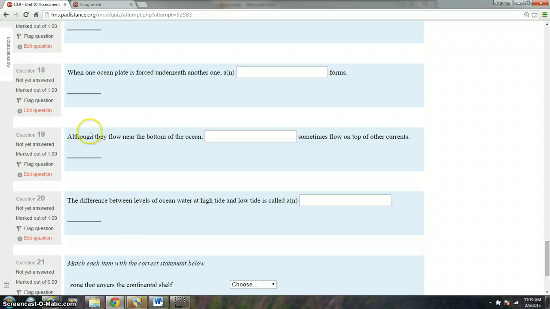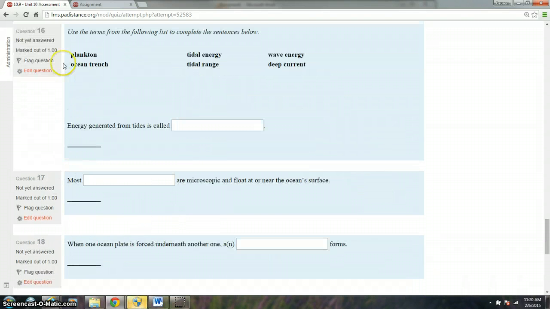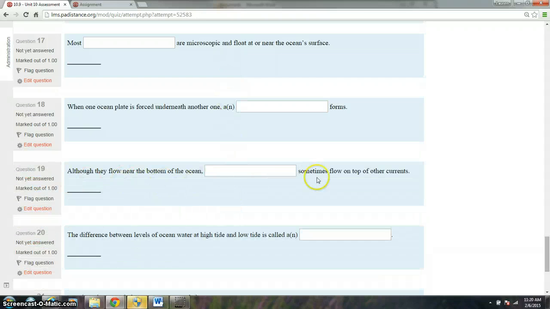Question 19. Although they flow near the bottom of the ocean, blank sometimes flow on top of other currents. So again, your answer choices are plankton, ocean trench, tidal energy, tidal range, wave energy, or deep currents. And I'll scroll up so you can see those.